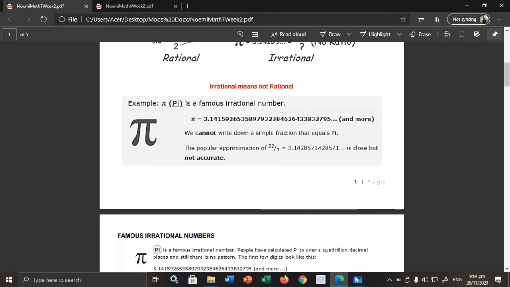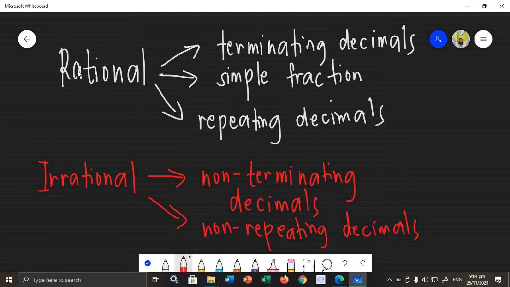Okay, so in short, when we summarize rational and irrational numbers, we need to remember that rational numbers are composed of terminating decimals. When we say terminating decimals, these are decimal numbers that have an exact number of decimal places, like 1.5 earlier. That is an example of a terminating decimal. If it is a terminating decimal, therefore it is rational.